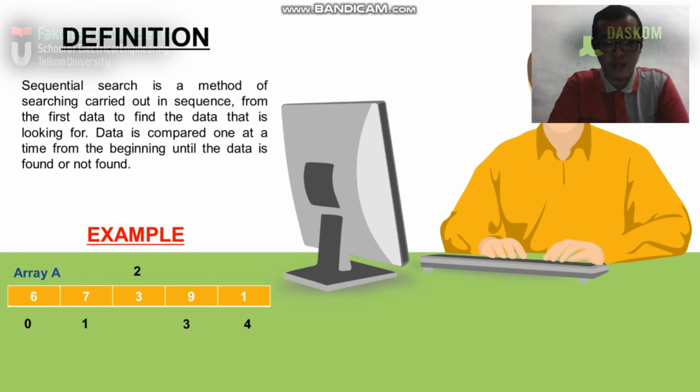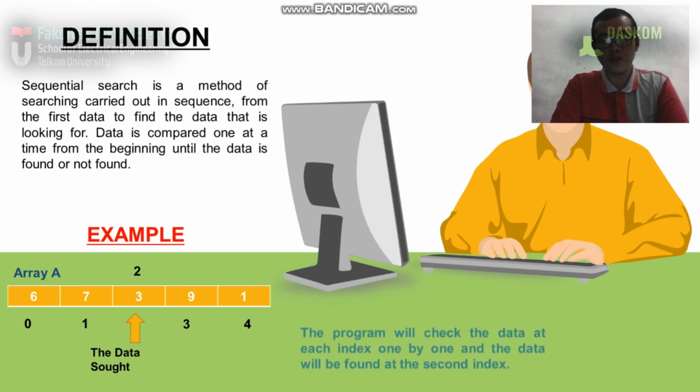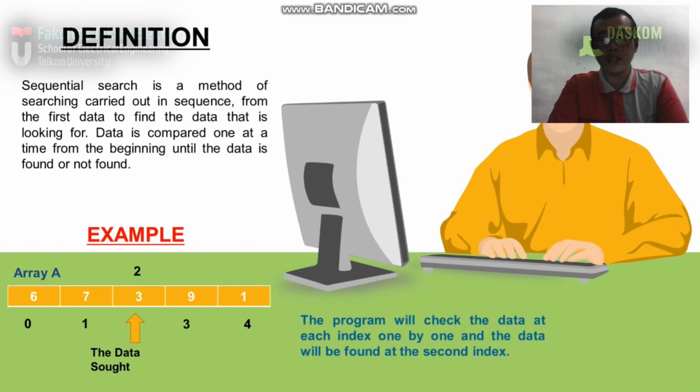Okay. The data searched is 3. We know 3 is in the second index, or the third data. So the program will check the data at each index one by one, and the data will be found at the second index, or the third data.